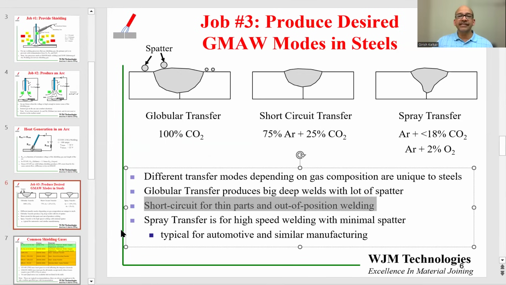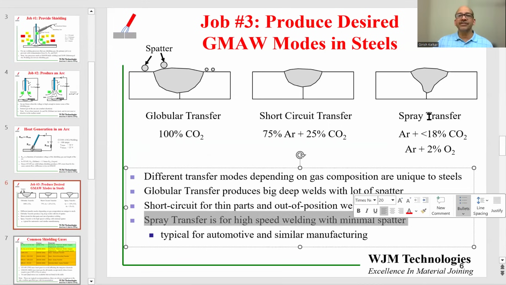Now, short circuit is great for welding thin parts and for out of position welding. So you can weld thin parts and parts with the out of position. That means vertical, overhead. Of course, it's not easy to implement. And oftentimes you're going to find that if you're in the manufacturing environment, you are most likely going to be using spray transfer. The spray transfer is the one on the right.